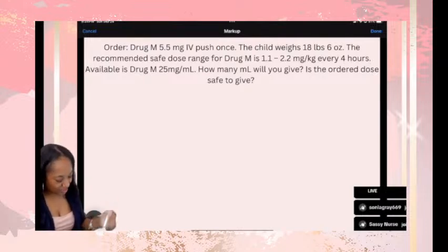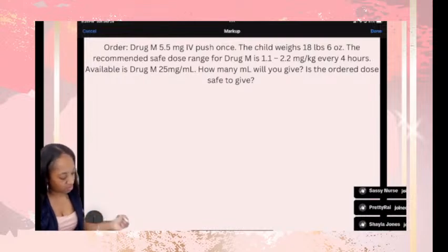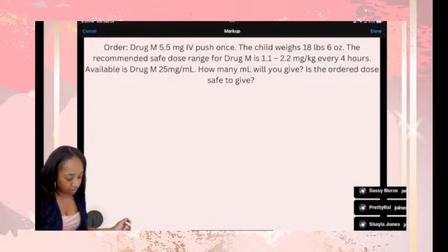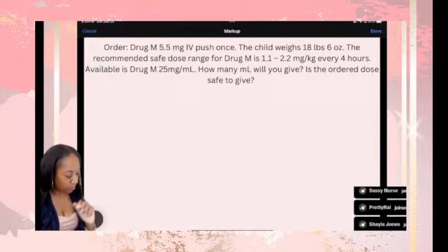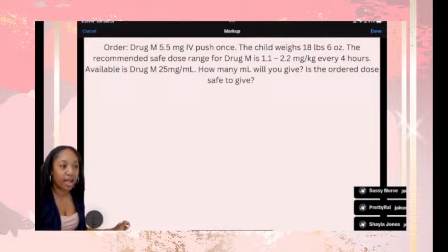Alright. So drug M, 5.5 milligrams IV push once. The child weighs 18 pounds, 6 ounces. The recommended safe dose range for drug M is 1.1 to 2.2 milligrams per kilogram every 4 hours. Available is drug M, 25 milligrams per ml. How many mLs will you give? Is the ordered dose safe to give?